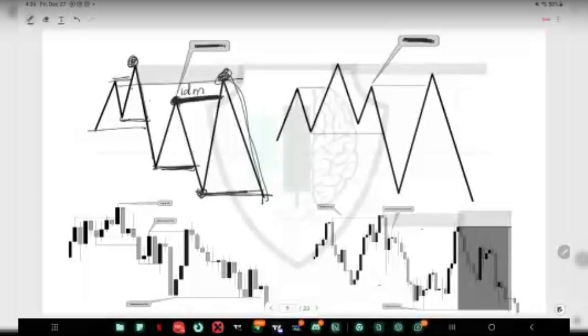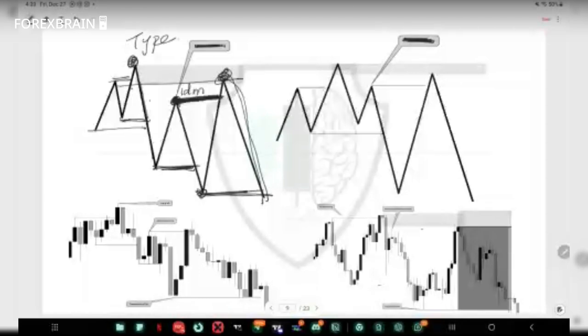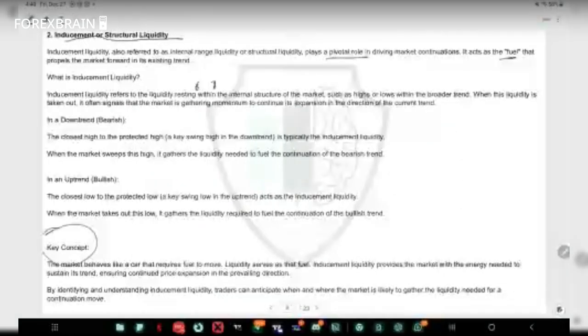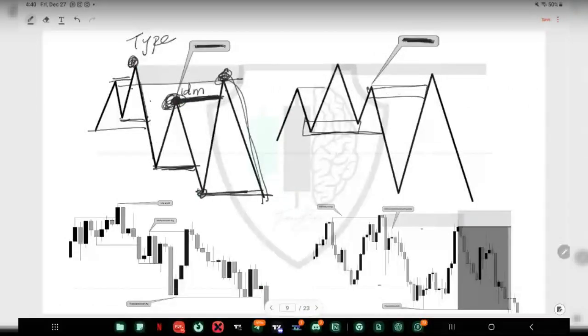Do you understand? Now the second type, this is more like the type 1 of what we call inducement liquidity or structural liquidity, because it is a structural point. Do you get? So this is the type 2. Before a break of structure, some people might even go as far as calling this a flip, a demand to supply flip, whereas they want to take their next trading opportunity here. But that's not true.